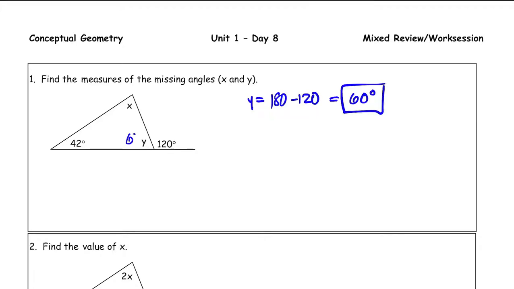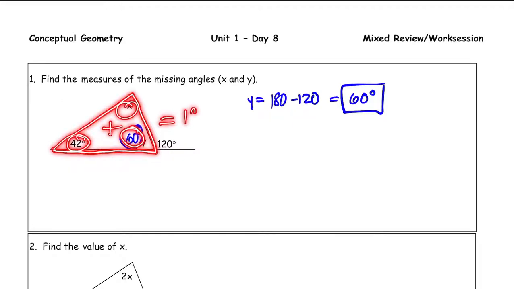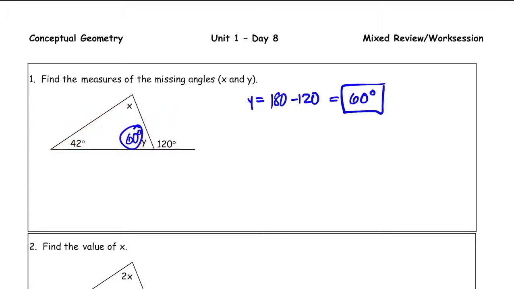And if this is 60 degrees, the next thing you should realize, anytime you see a triangle, you know that those three angles of the triangle must add up to 180 degrees. So now if you want to find x, you're going to take 180 minus 42 minus 60, and that's going to give you 78 degrees. So this angle up here is going to be 78 degrees.